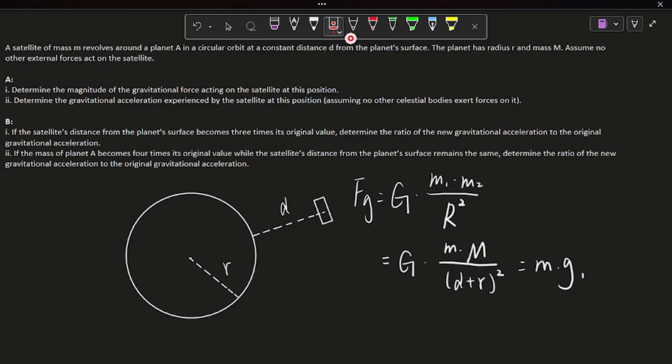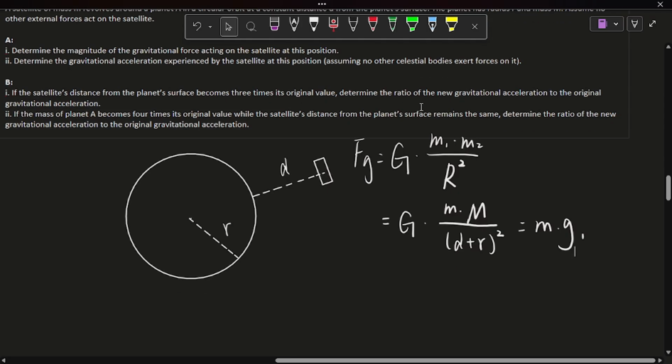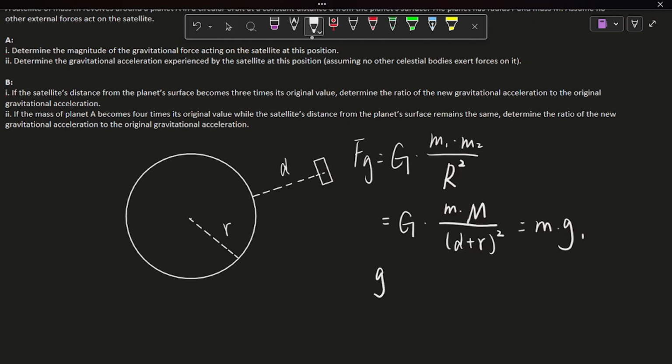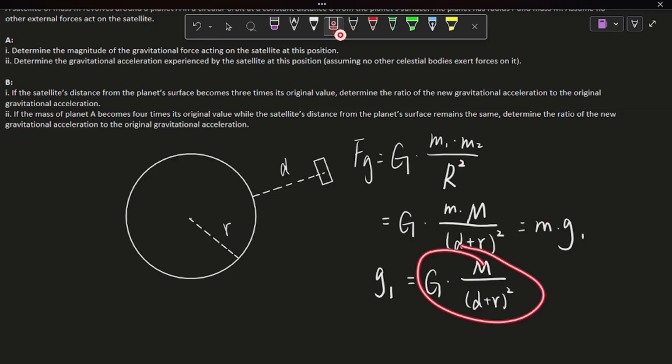Now we have to determine which mass we can cancel out. Because we're analyzing the satellite, the mass over here is the mass of the satellite. This is also the mass of the satellite, so we can cancel it out. Which we can easily get the gravitational acceleration, g1, will be equal to G times big M, the mass of the planet, over d plus r squared. This is your answer for part 2.